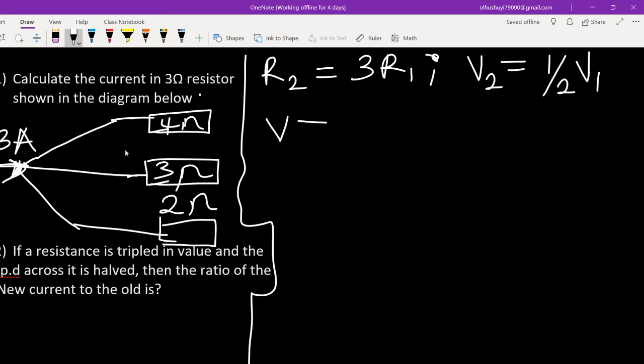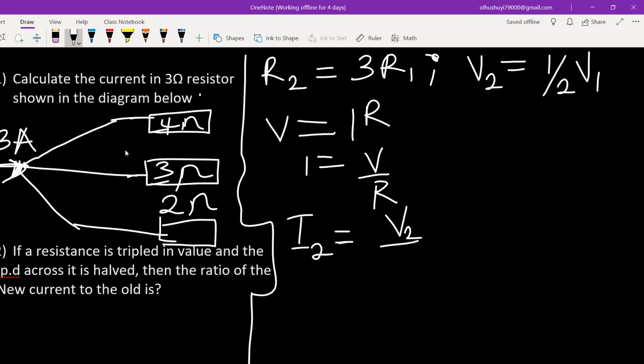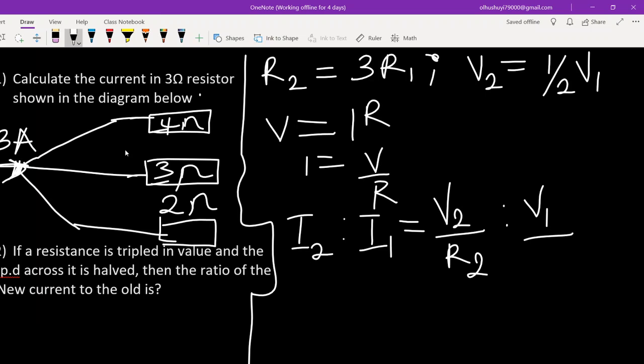Normally V is equal to IR, and I will be equal to V over R. Since they are asking us the ratio of the new current, I can say I2 ratio I1 will be equal to V2 over R2, then ratio V1 over R1. Yes, good. So we are good to go this way.